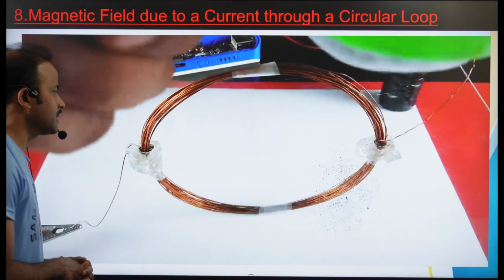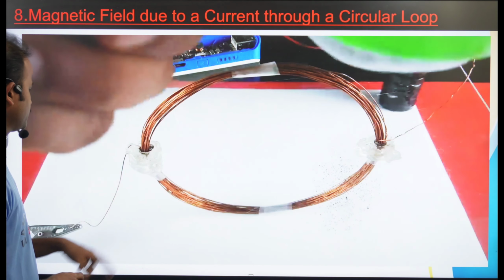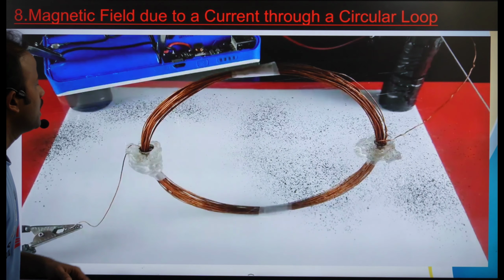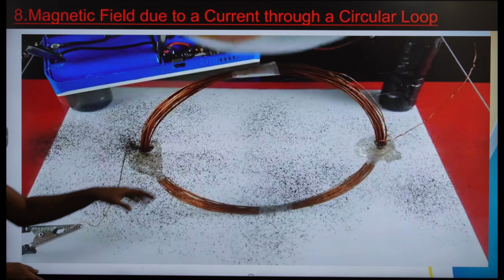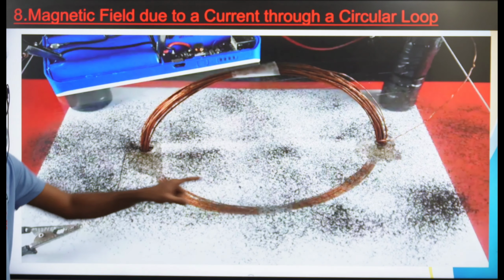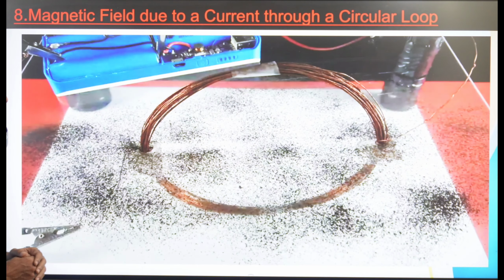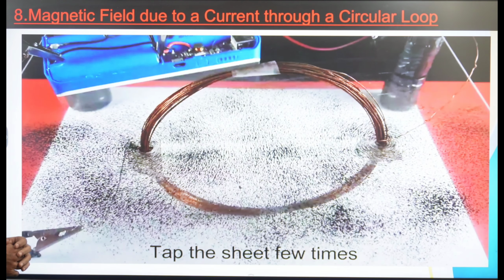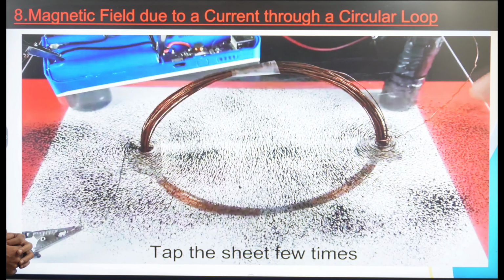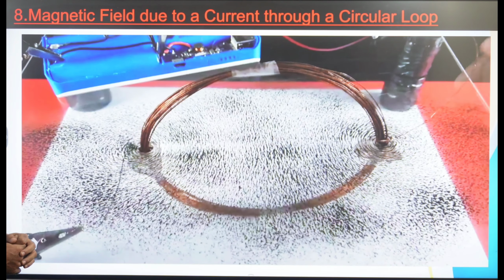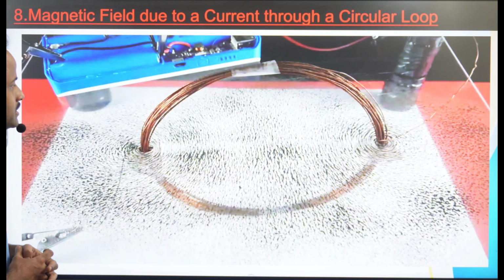Take the current carrying circular loop, and sprinkle the iron filings around the circular coil uniformly. Now tap the sheet a few times. Now you see all the iron filings. You see the pattern of iron filings now.